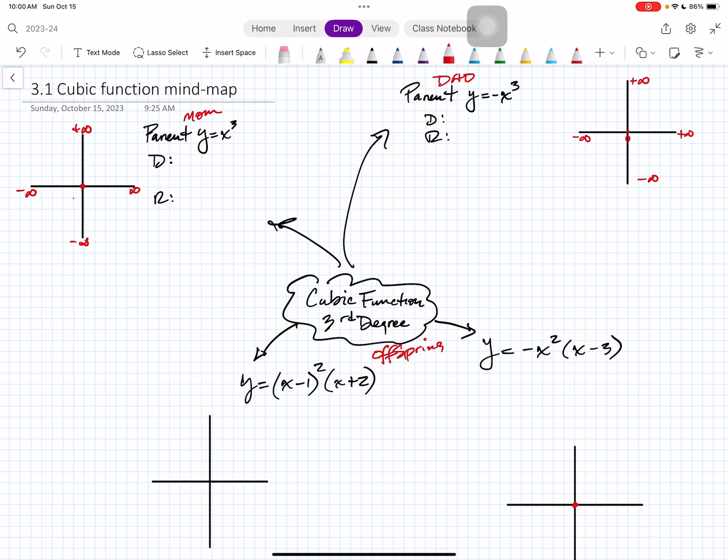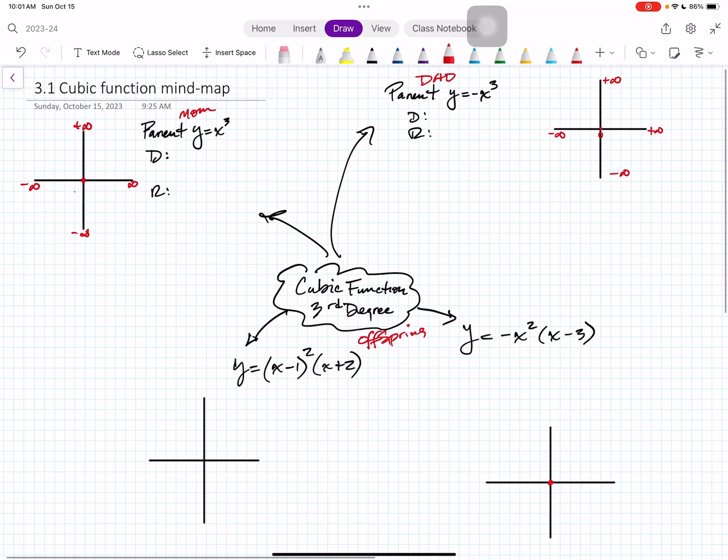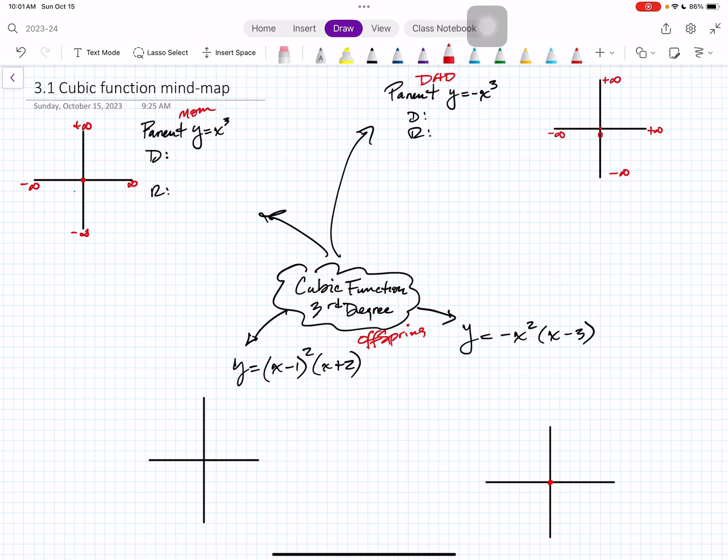And also the relative min and max here have also been shifted, and just some transformations of them too as well. Okay, so let's get right into it. Let's take a look at mom first, y equals x cubed. Let's go ahead and graph that function first so we can take a look at it here.